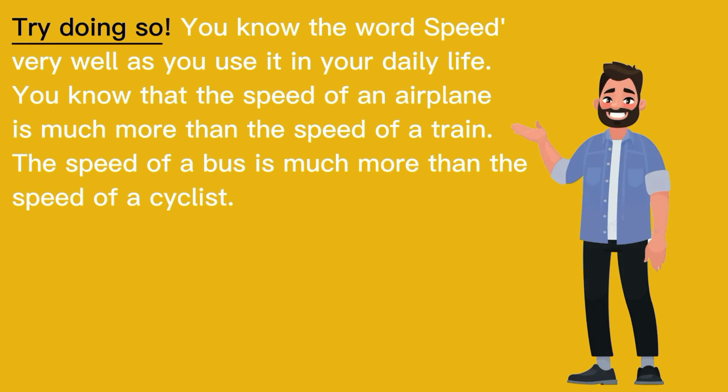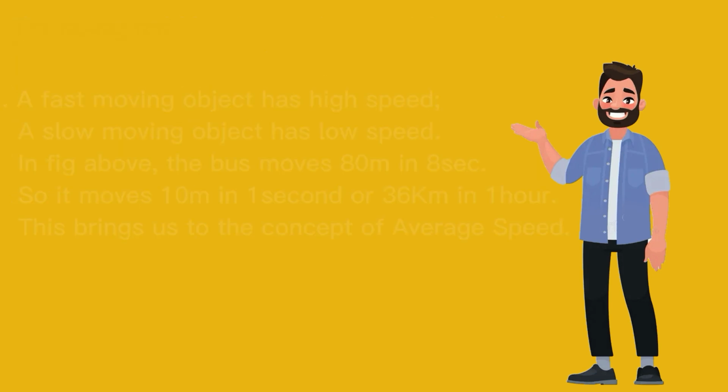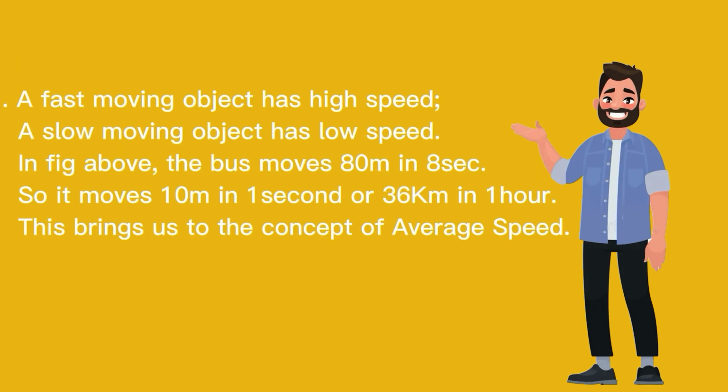You know the word speed very well as you use it in your daily life. You know that the speed of an airplane is much more than the speed of a train. The speed of a bus is much more than the speed of a cyclist. A fast-moving object has high speed. A slow-moving object has low speed. In the figure above, the bus moves 80 meters in 8 seconds, so it moves 10 meters in 1 second or 36 kilometers in 1 hour.